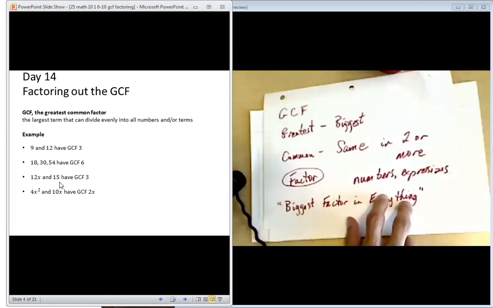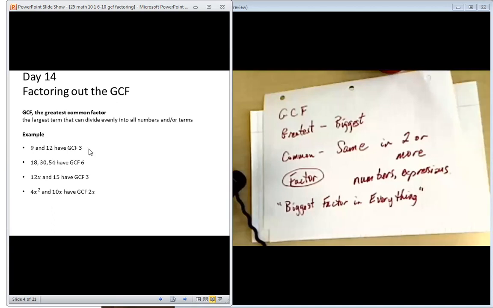So it doesn't count. The 3, though, 3 divides into both of those, 12 and 15, right? Is it the biggest number that goes into both? The biggest factor? Yeah, it is. So it's on the list there. And the last one, look at this. We got x's in both. So that's now part of our answer over there. And 2 is the biggest number that divides into both, the biggest factor of both 4 and 10.